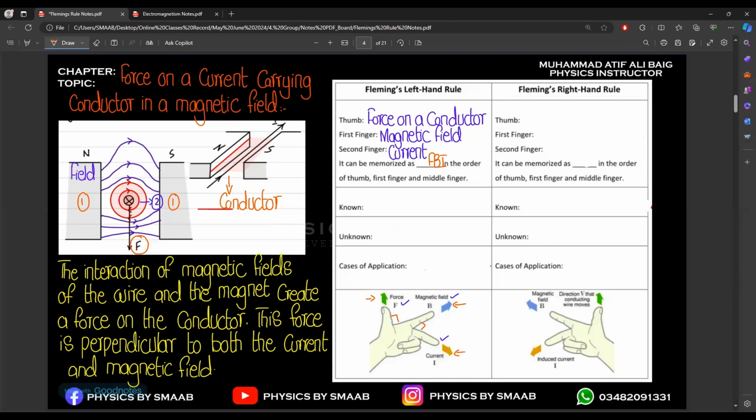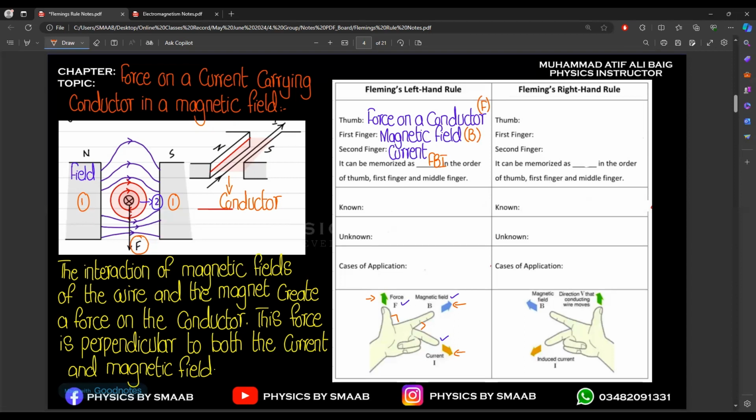F represents force, B represents magnetic field, and current is represented by I. So in this way, you can memorize this term FBI: for the thumb, we have first force, second we have magnetic field, and third we have electric current.